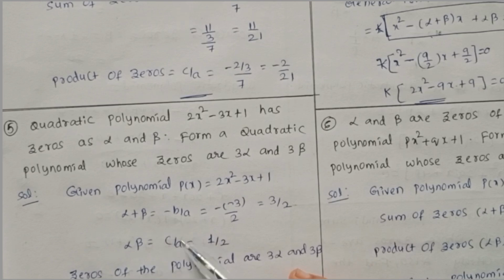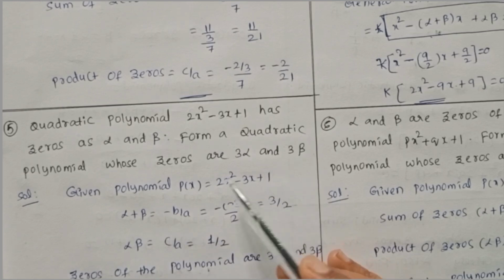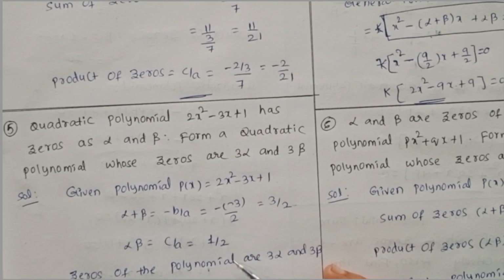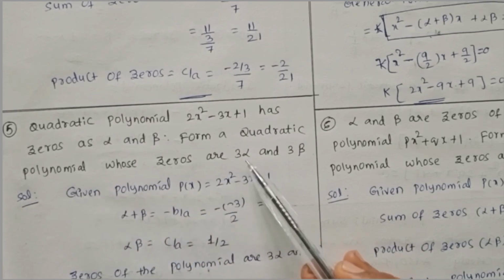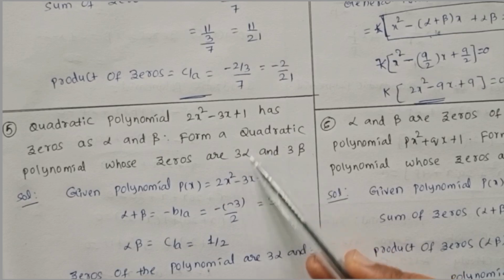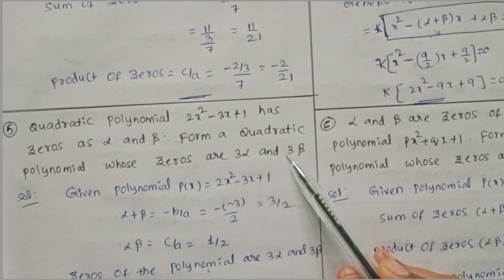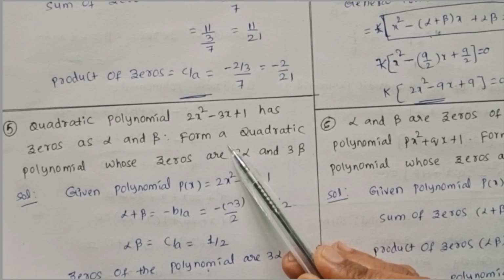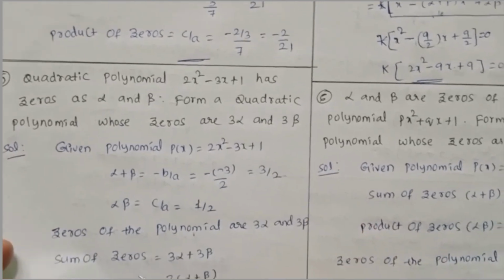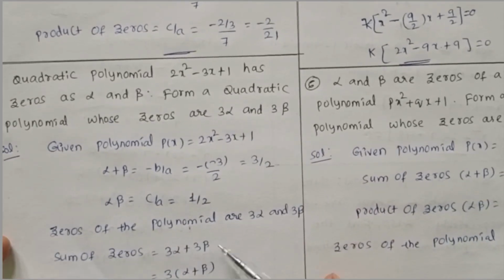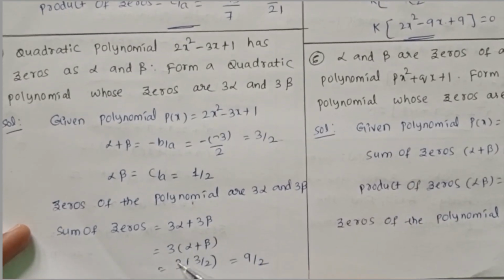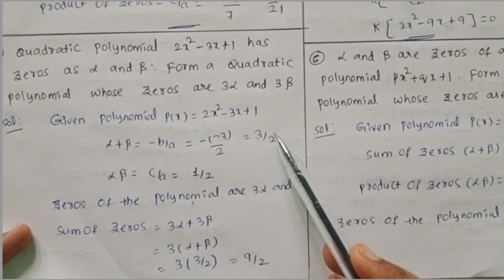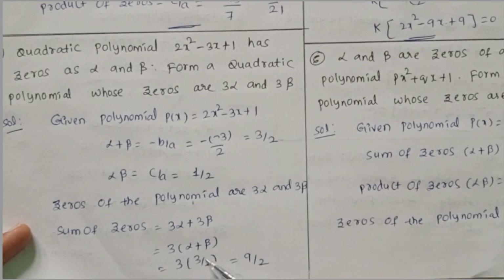Alpha beta value is c by a. So c value is 1, a value is 2, 1 by 2. Now the given zeros are 3 alpha and 3 beta. Using this 3 alpha and 3 beta, we need to form a quadratic equation. So sum of zeros is equal to 3 alpha plus 3 beta. So 3 is the common, alpha plus beta. 3 into, we know the alpha plus beta value, that is 3 by 2. So 3 threes are 9 by 2 is the sum of the zeros.